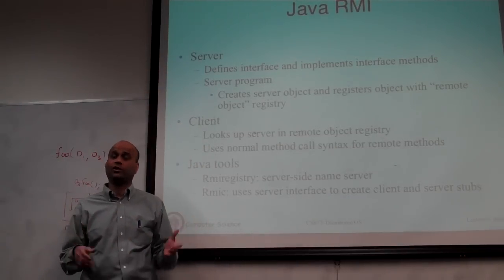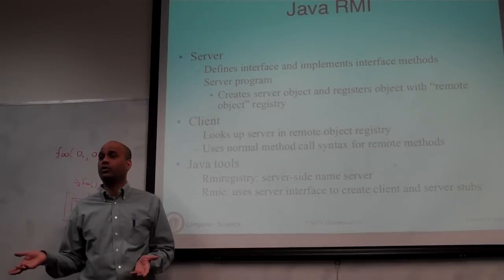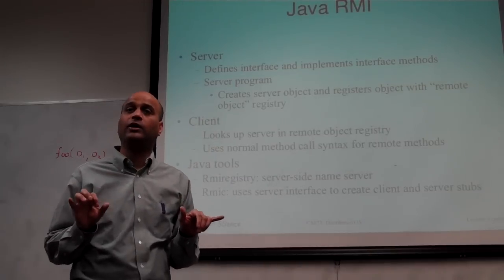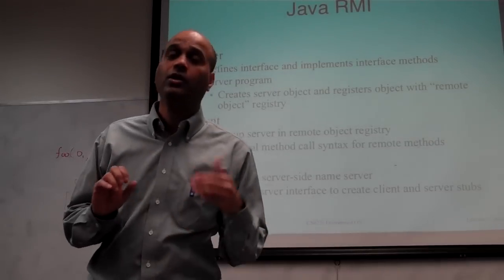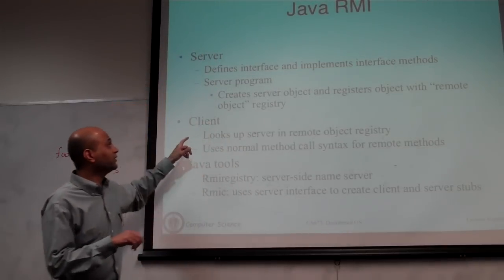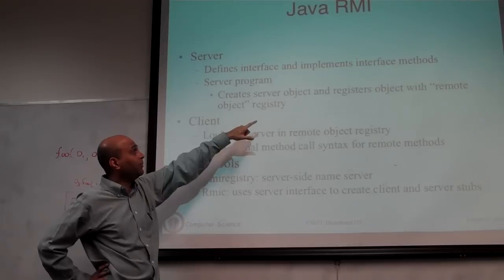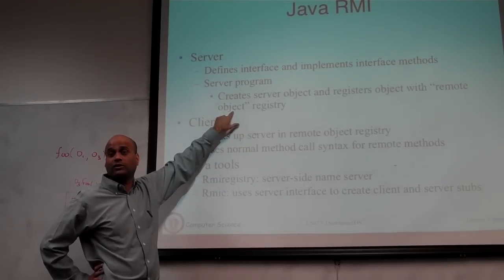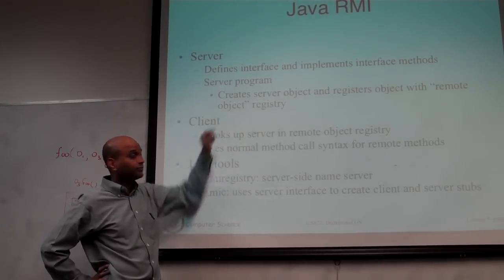So for each method you're exporting, you write code that is going to actually implement that method. So you have this separation between interface and implementation. The interface is exported and is registered to the server. So when the server starts up, you're going to register the object with the remote object registry. That's equivalent to your directory service.